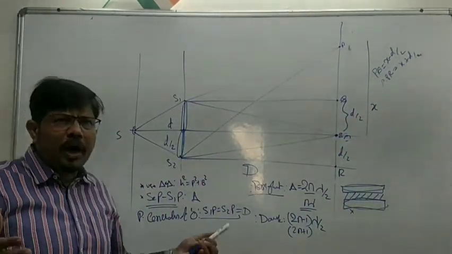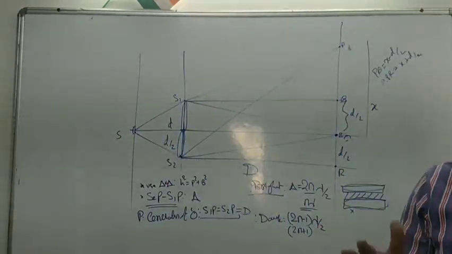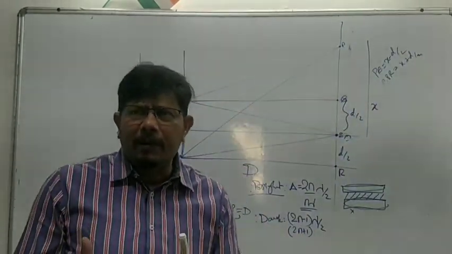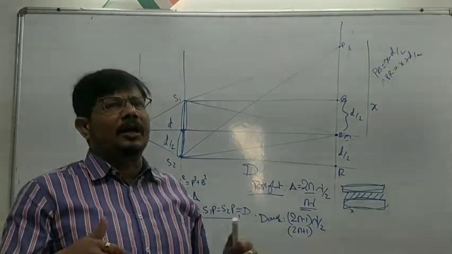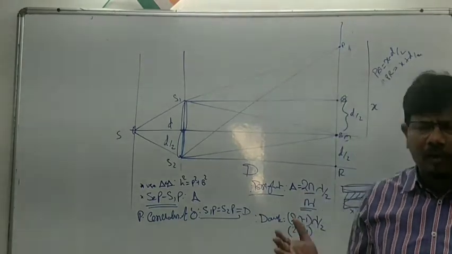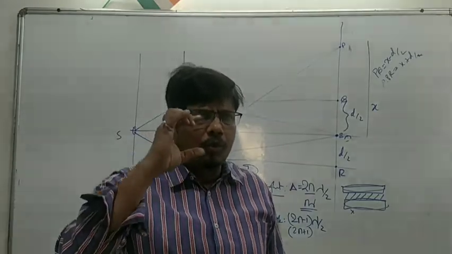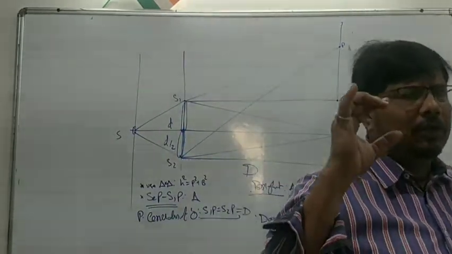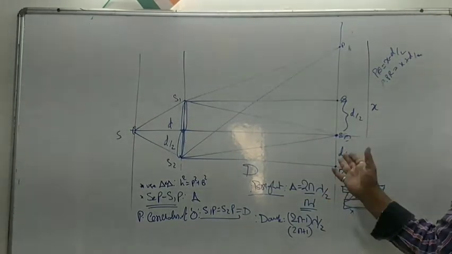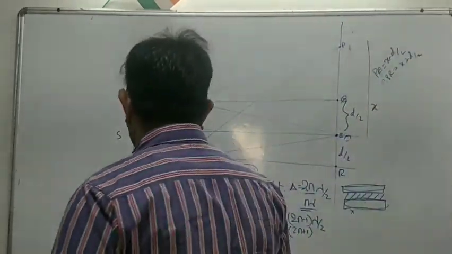On this screen, if you are getting bright fringes, it means we have got a path difference, and that path difference is equal to an even multiple of lambda by 2, so you get the chance of a bright fringe. Odd multiple of lambda by 2, you get the chance of dark fringes. But if you want the fringe width, to calculate the size of the width of the fringe, you subtract the distance between two bright or two dark fringes.